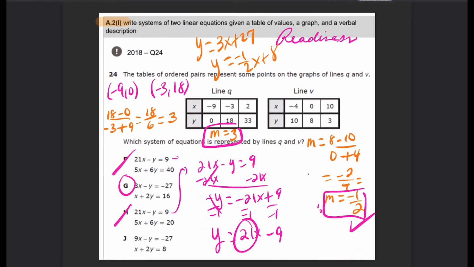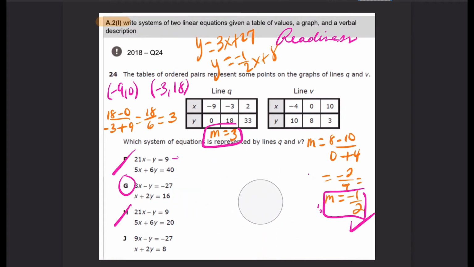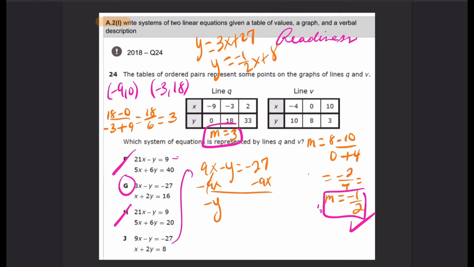Let me try J just to be 100% sure. So I'm going to try the first one. 9x minus y is equal to negative 27. Minus 9x on both sides. Bring everything else down. Divide by -1, and y is equal to 9x plus 27. The slope there is 9, so I was correct. The answer there is G.